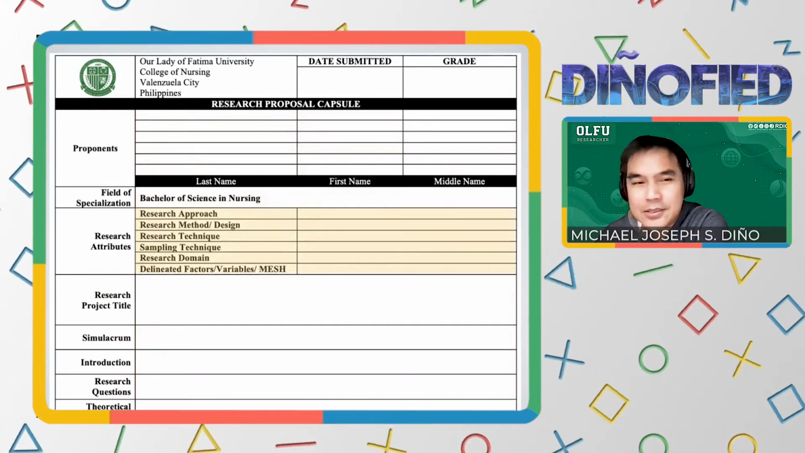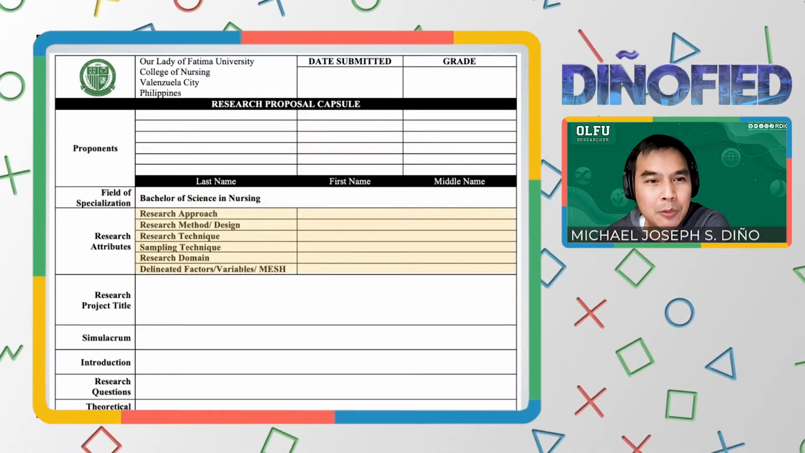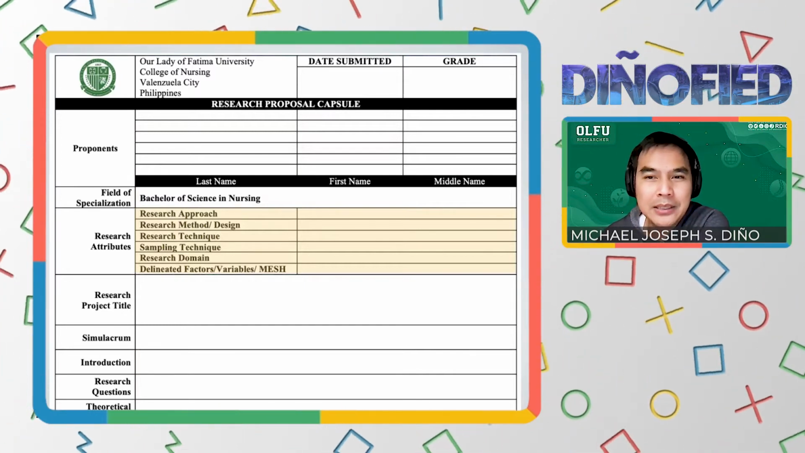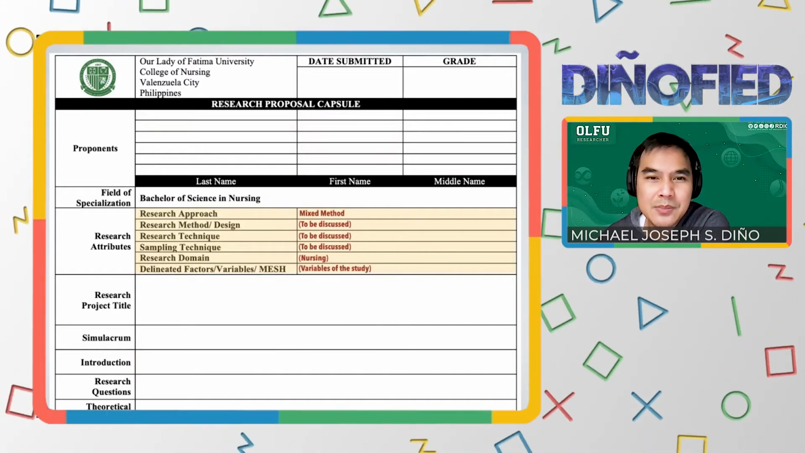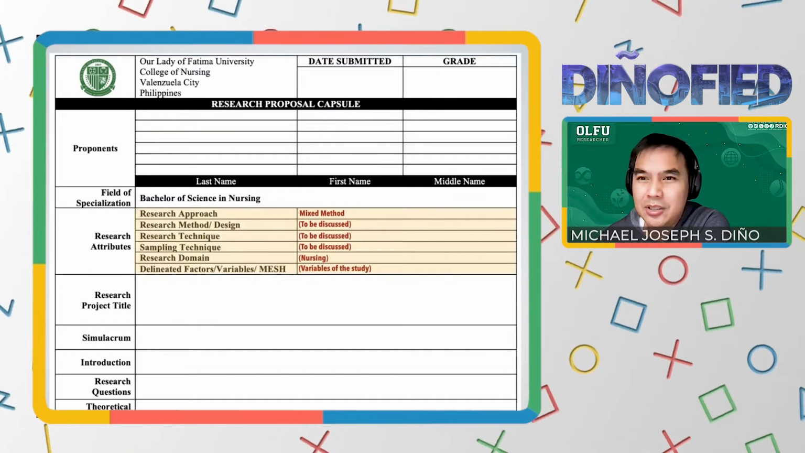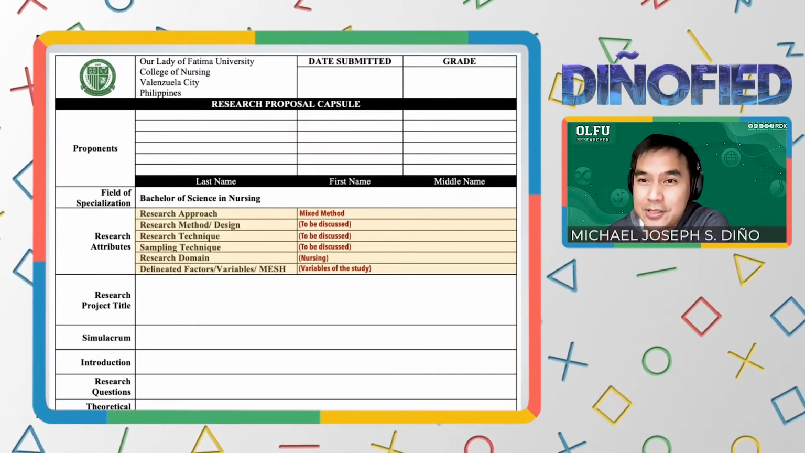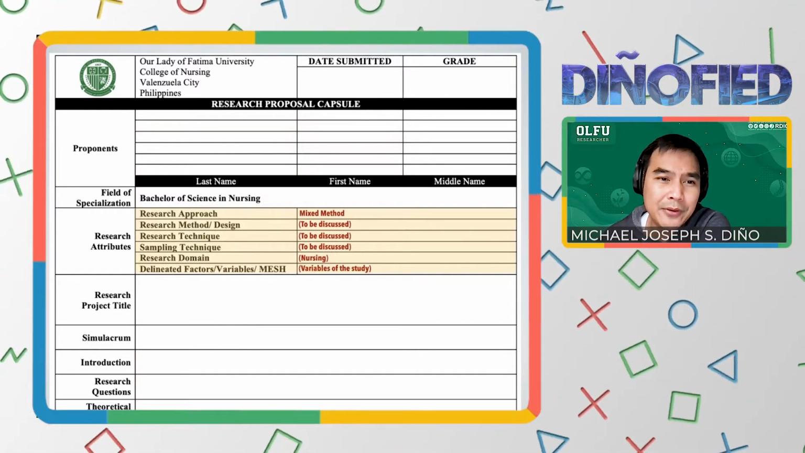Paano natin siya i-fill up? So number one, research approach. Sa research approach, everybody should include mixed method. Mixed method approach, because all of you will be working on a quanti and quali paper. So again, this is a constant information. Research approach should be mixed method.